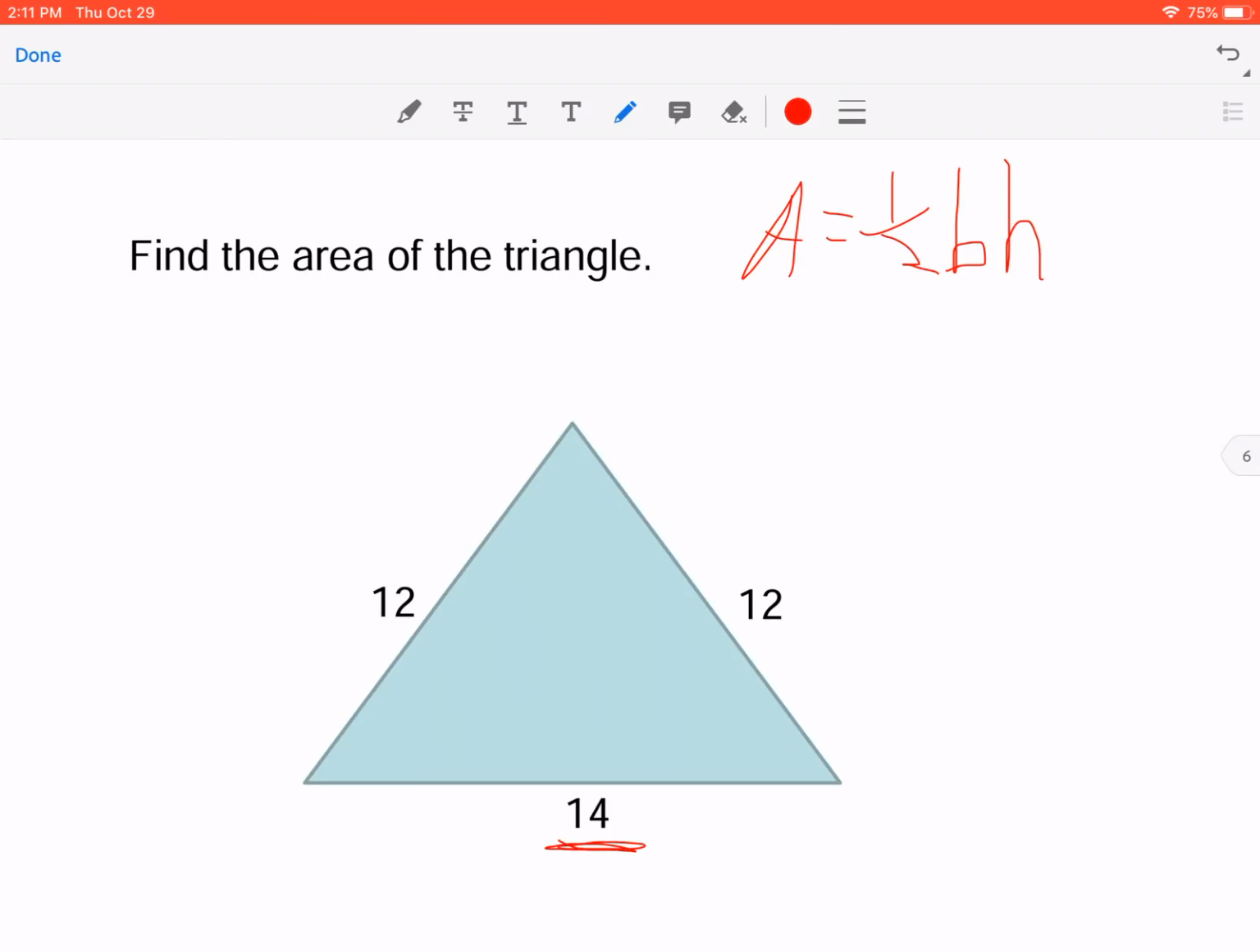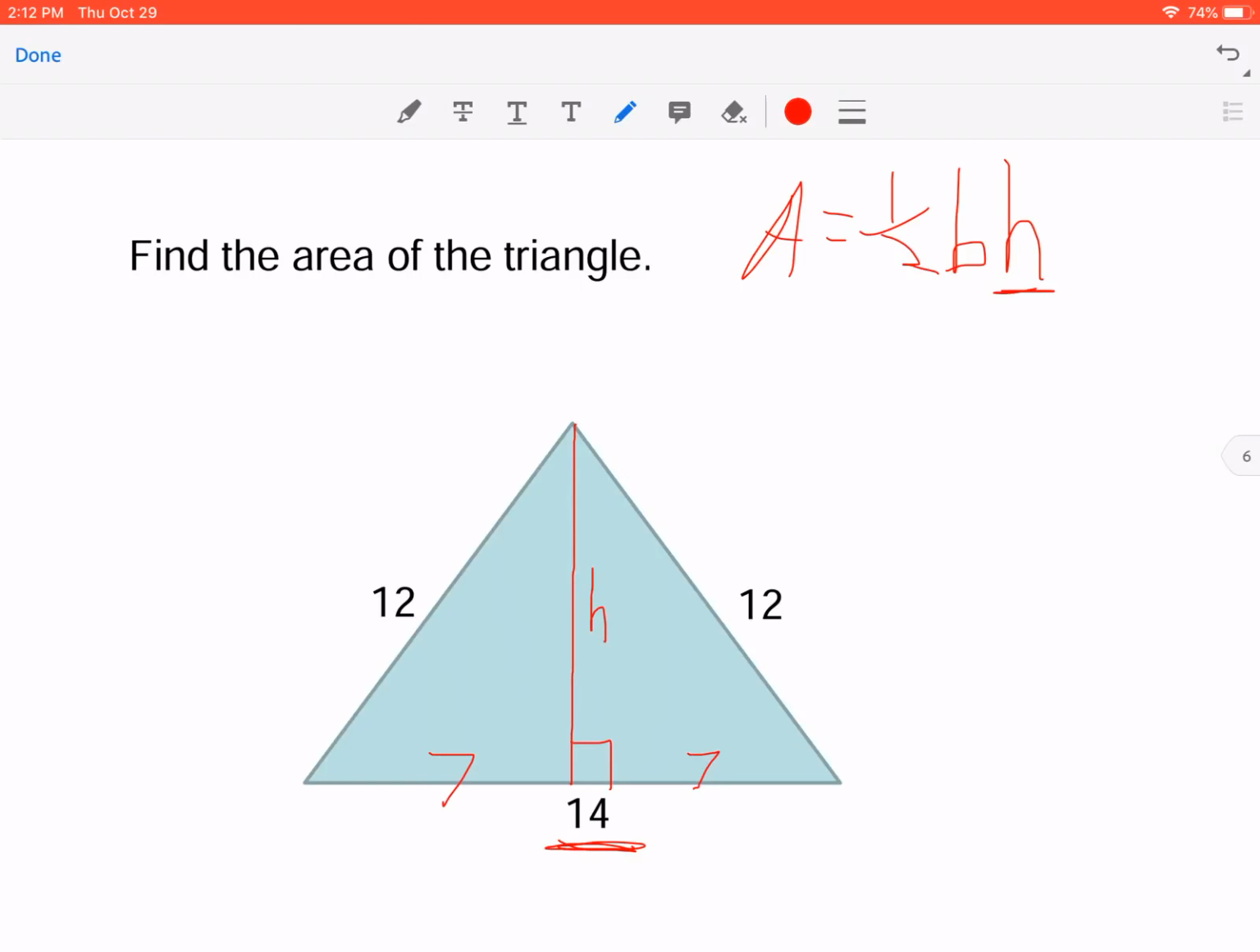14 is the base, but I'm missing the height. The height, or altitude, has to go from the highest point straight down and be perpendicular with the base. That means it makes a 90-degree angle. So what that means is we should have two identical right triangles here. Because again, if it's isosceles and we split it right down the middle, it should be two identical triangles. So this piece here should be 7, and this piece here should be 7. I need to find the height, because I need height for my formula here.